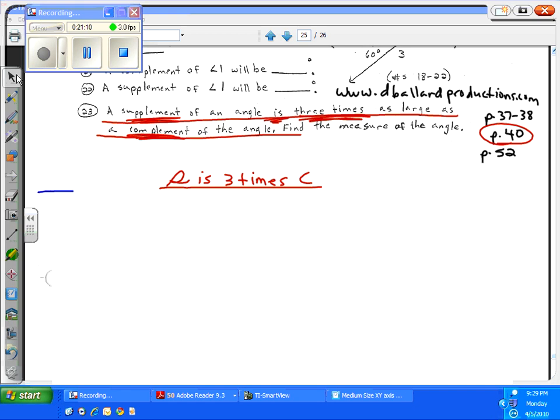And then it says find the measure of each angle, so that must be the question, and so all we have is one word sentence. We have the characters supplement, complement, but it says of an angle.